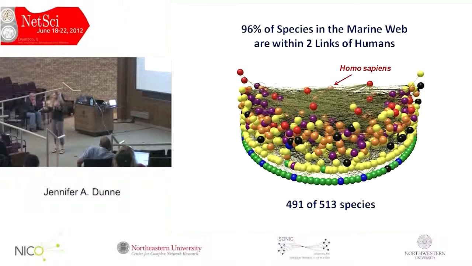People know that humans are having big impacts on marine systems, but this really quantifies how closely linked humans are to just about every other species in the system. So this is just a very useful tool for really pointing out and showing the extent of the reach of human interactions.